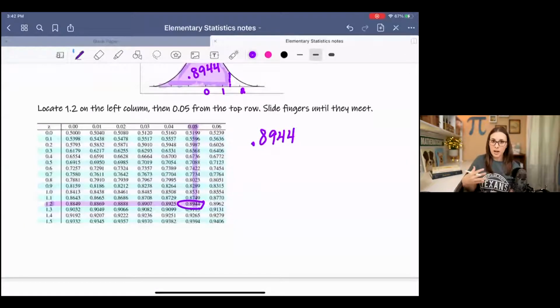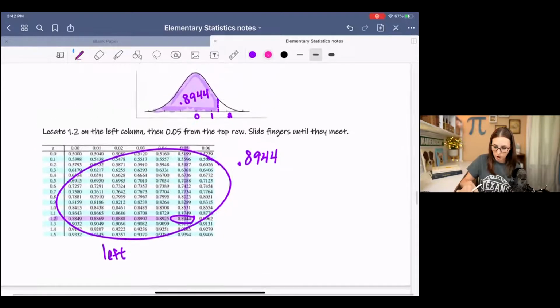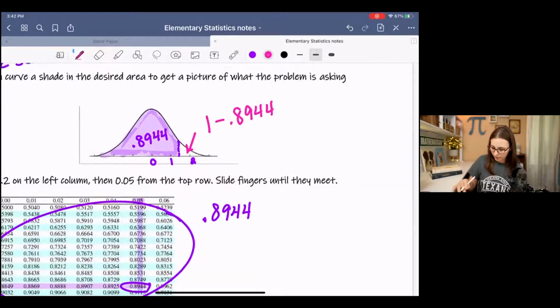Now remember, this is the area to the left. All of these areas in here are the left. If we needed to find the area to the right, it didn't ask for this in this problem, but if we needed to, we would do 1 minus 0.8944. So we would still need to find that area associated with 1.25, but since we're looking for the other side, we would have to subtract.